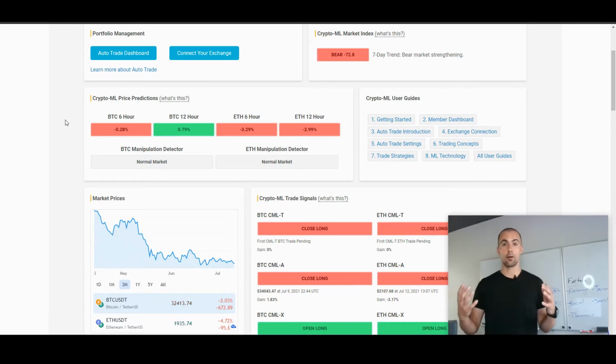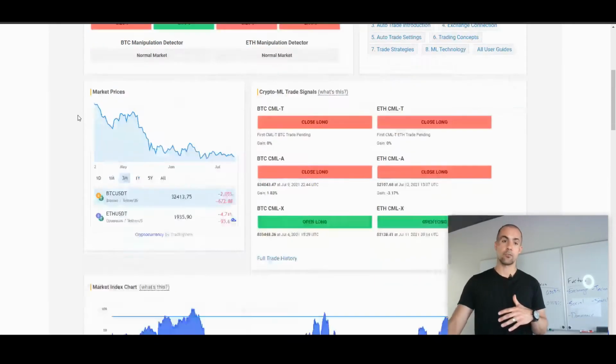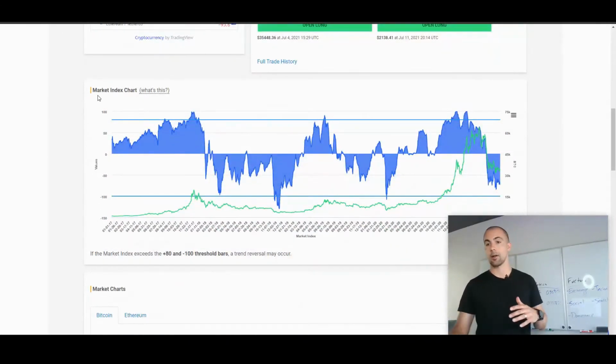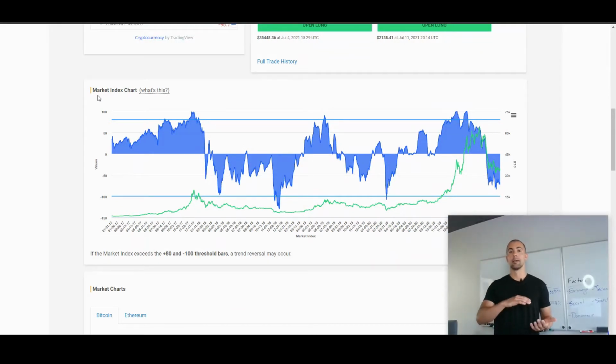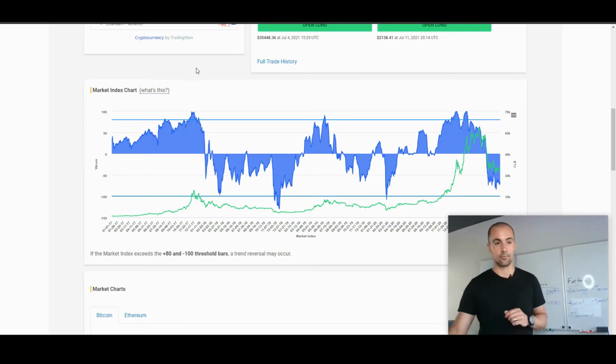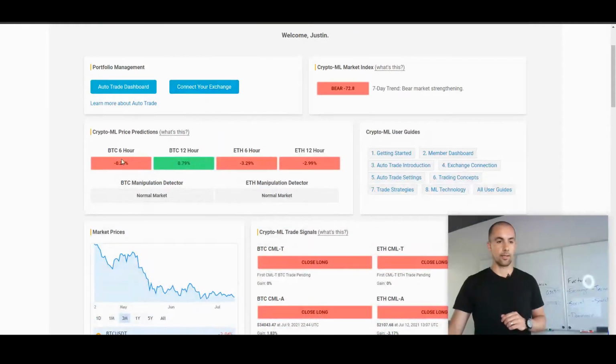If you're looking for longer term price movement prediction, that is really down here in the market index, which is ideal for investors, people looking at the long-term market. And we do have a separate video talking about how that value is derived. But all right, coming back up to our price predictions.